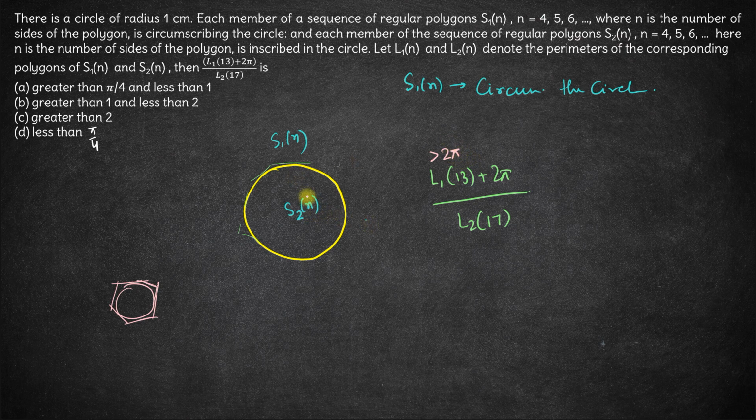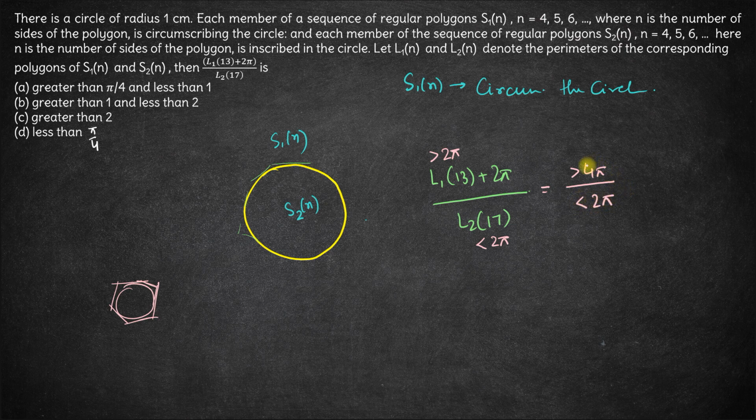Similarly, S2 is inscribed inside the circle. So the perimeter of a figure inside the circle should definitely be less than the perimeter of the circle, which is 2 pi. Since the radius is 1, the circumference of the circle is 2 pi r, which is 2 pi. So this ratio effectively comes down to the numerator being more than 2 pi, and so the numerator is definitely more than 4 pi and the denominator is definitely less than 2 pi.